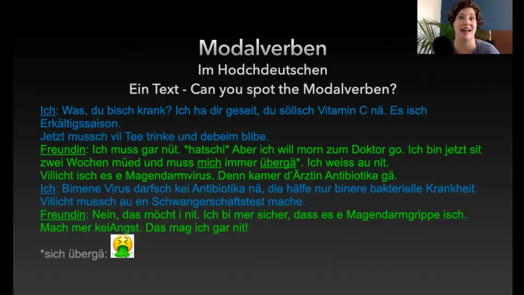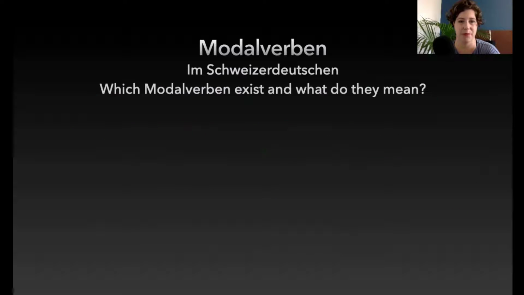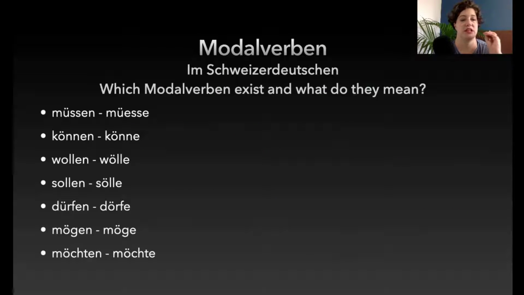So it's the identical modal verbs in case you weren't sure. But we're going to look at it on a list. What do they exist and what do they mean? So müssen in High German becomes müsse in Swiss German. Können, könne. Wollen, wolle. Sollen, solle. Dürfen, dürfe. Mögen, möge.